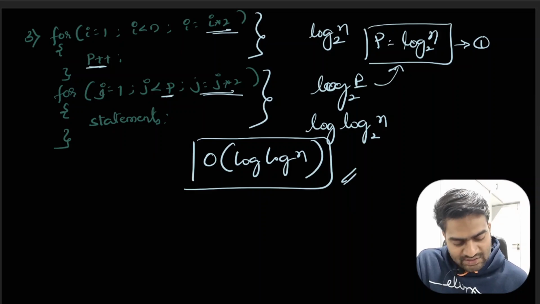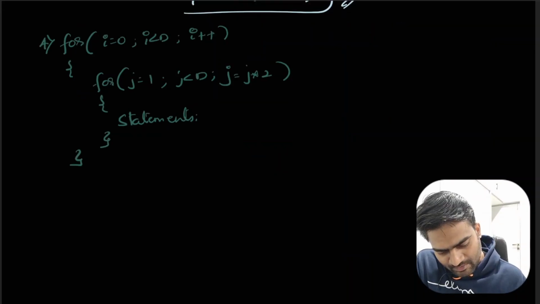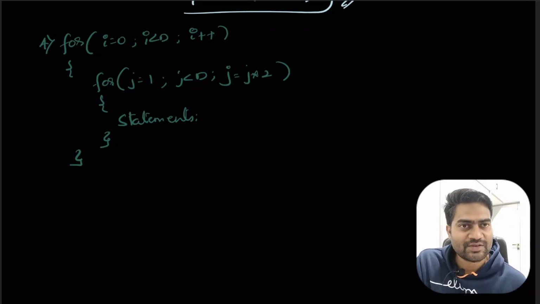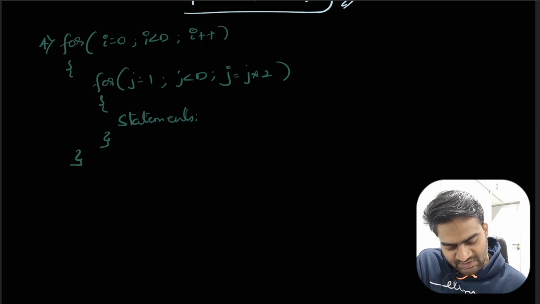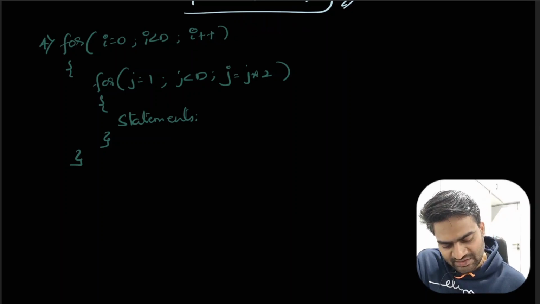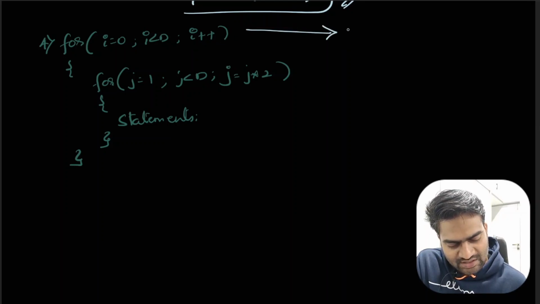Now let us look into another example. So this is our fourth example. Here what is happening, we have two loops but which are nested. So the first loop runs from i equal to 0 until i is less than n, and i is getting incremented by 1 on each iteration. It means it runs for n number of times, correct?